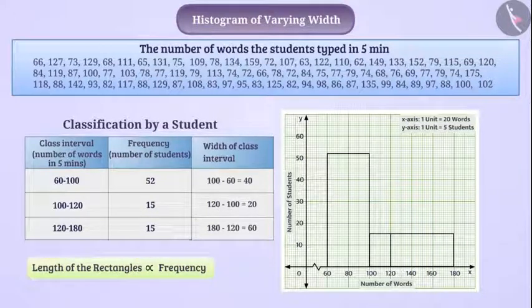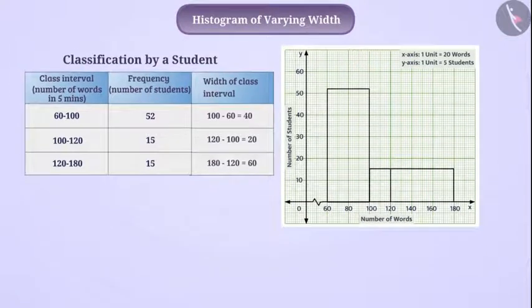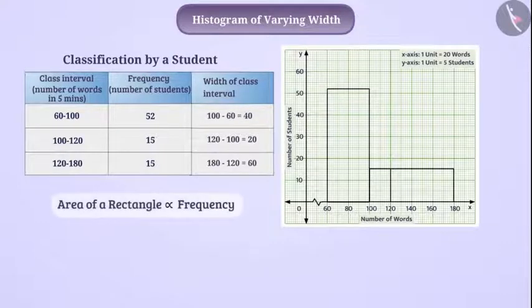No, this is an incorrect histogram. Let's understand the reason for this. We know that the area of a rectangle in a histogram is proportional to the frequency it represents. According to this statement, the area of each rectangle here should be proportional to the frequency.